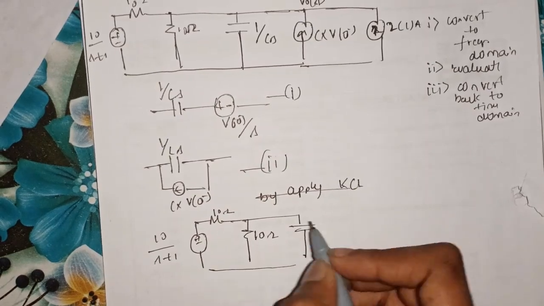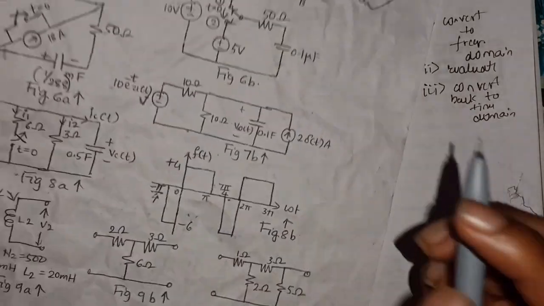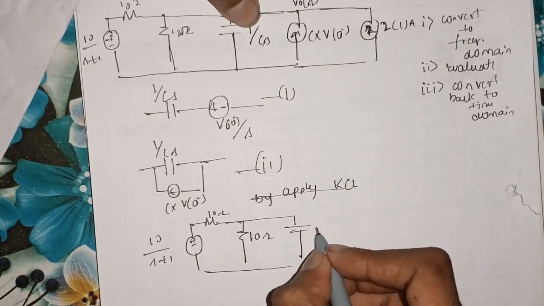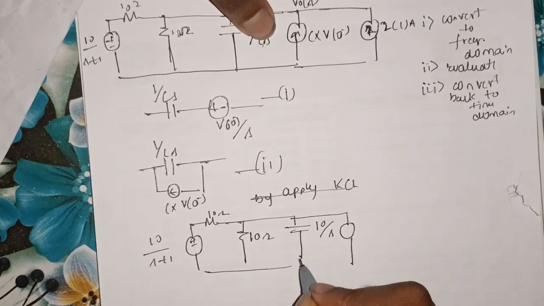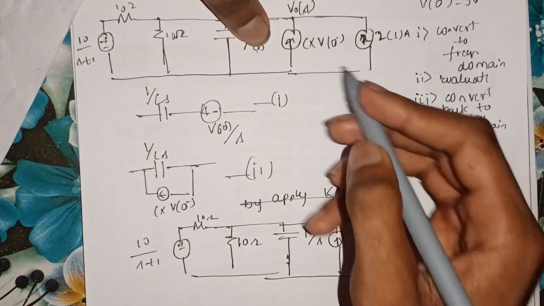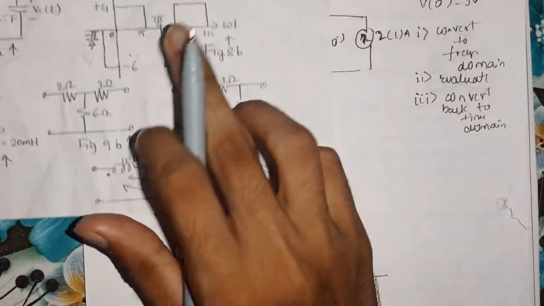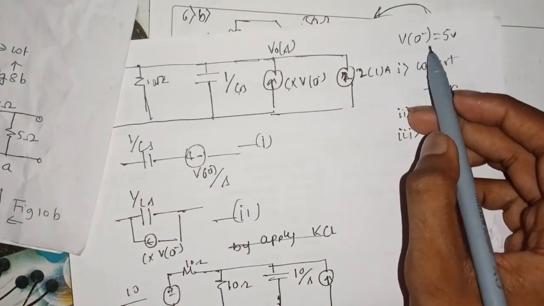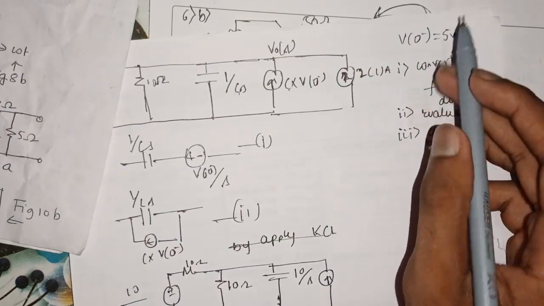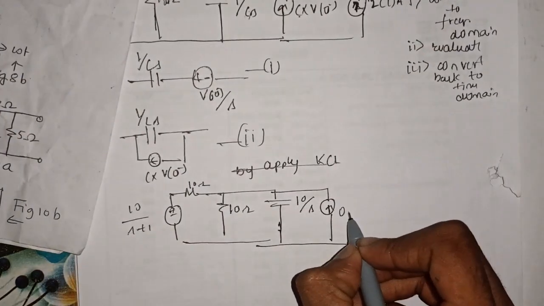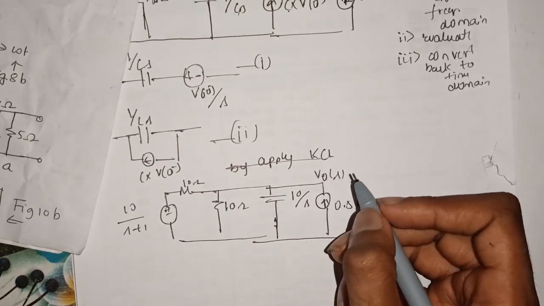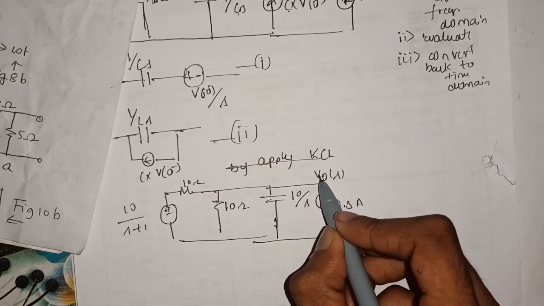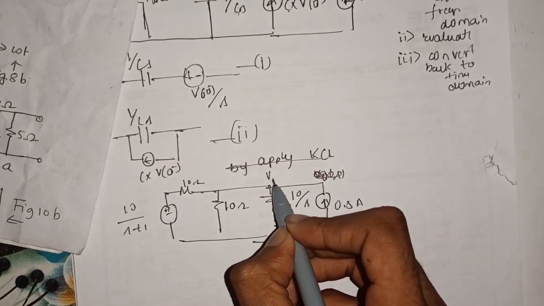And here we can see that we have the capacitance value as 0.1 farads. So 1 divided by 0.1 will be 10, with S as it is. And what is the C value? C value is 0.1. And V of 0 minus is already given in the question, which is 5 volts. 5 into 0.1 will be 0.5 amperes. This will be V naught of S.